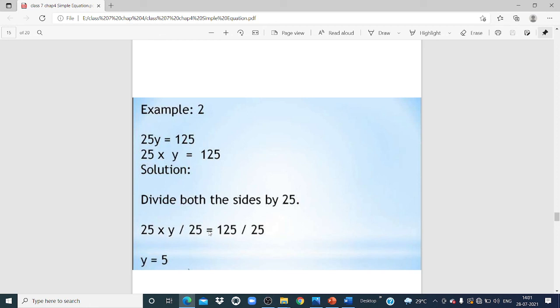So my dear students, today we will stop over here. One more point we have from this chapter, that is transposing, that we will see in the next session. Till then, thank you.